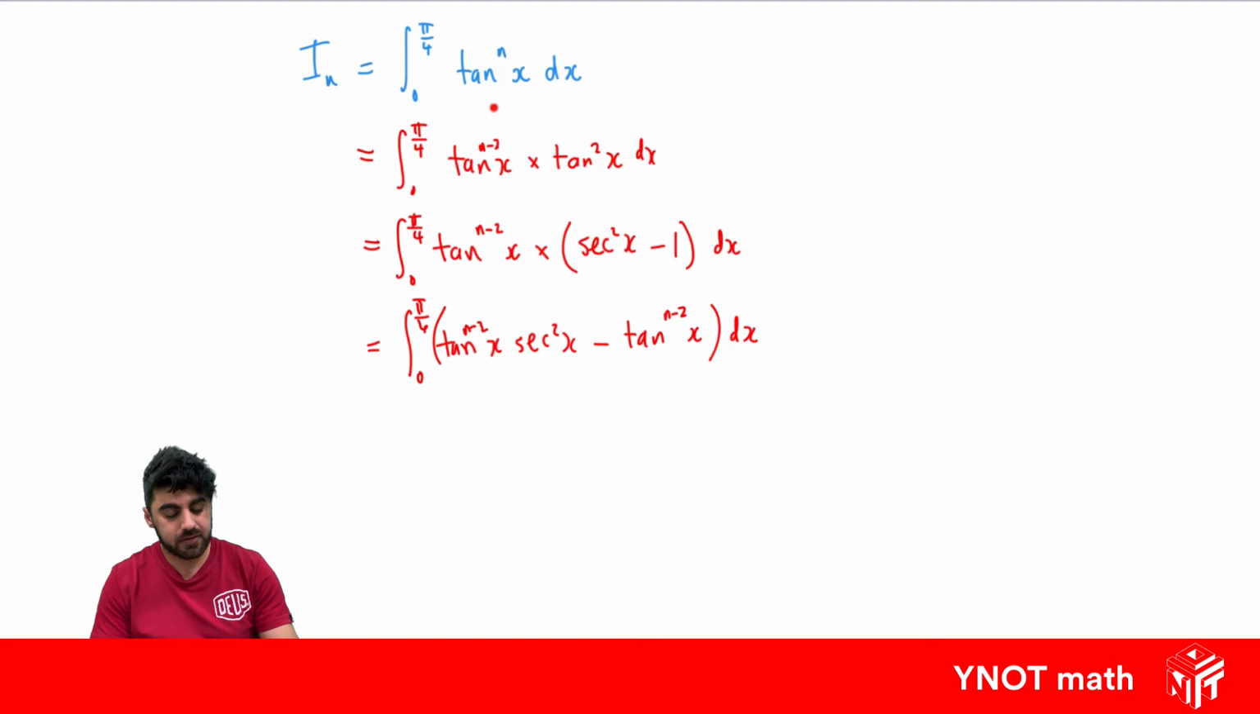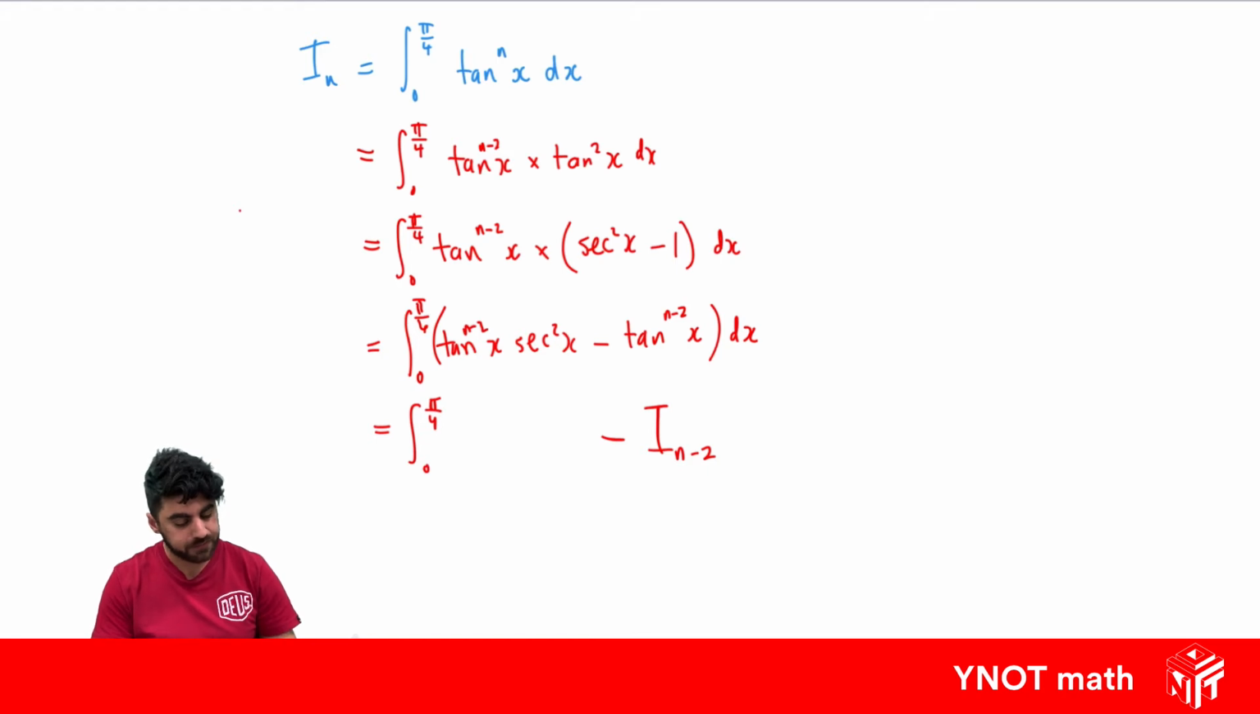Now remember that we let I n equal the integral of tan of x to the n. So the integral of tan of x to the n minus 2 is just going to be I of n minus 2. So this part over here is just going to be I of n minus 2. We don't have to integrate it, because that's the integral already evaluated, which equals I of n minus 2.